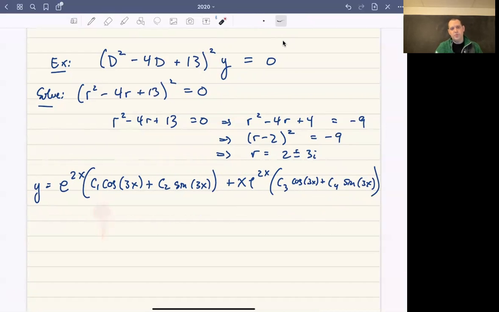Okay, and so that's what's going to happen there, is that you have not just one of these terms, e to the 2x times, in this case, c1 cosine 3x plus c2 sine 3x, but you have another one where it's x e to the 2x. And then possibly these are different constants, so we need to call them different values. Okay, but that's how repeated complex roots will work.